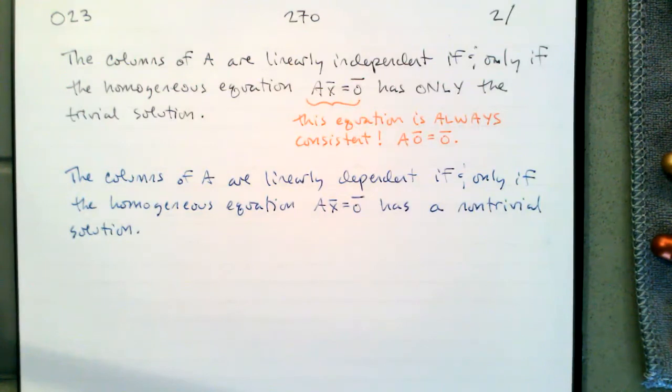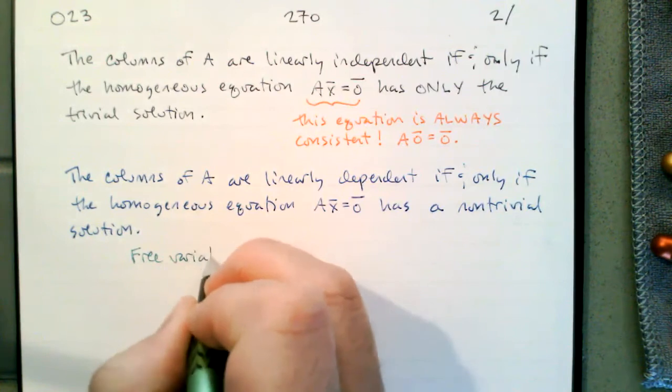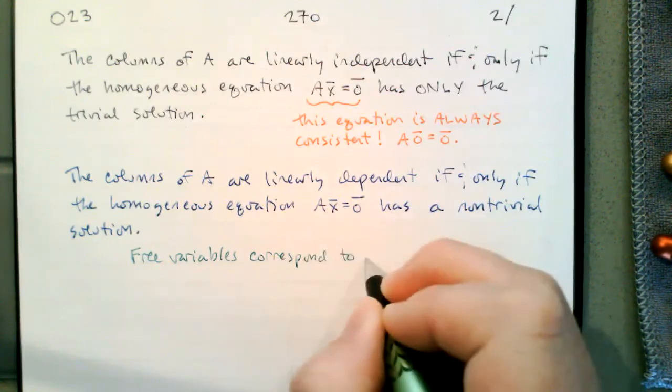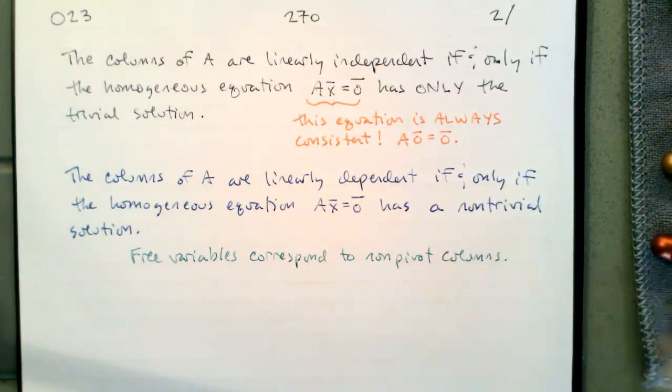If the columns of A are linearly independent, then that means there's a non-pivot column in A. That's where those non-trivial solutions come from. So remember that free variables correspond to non-pivot columns. Since the free variables correspond to non-pivot columns, it's the pivots that give us the information.